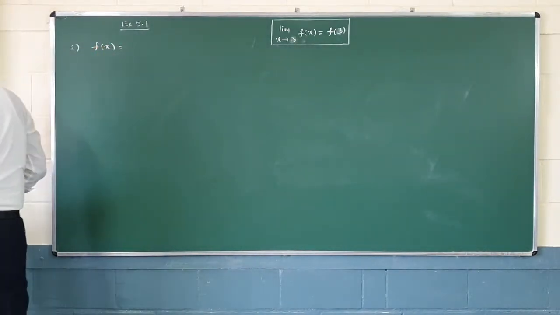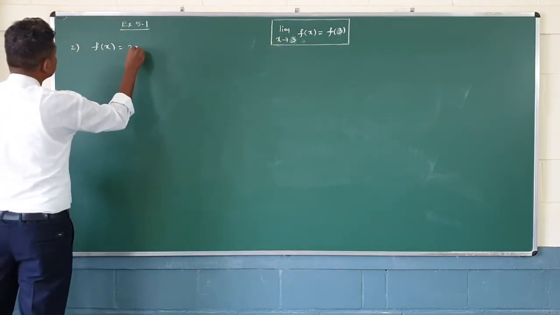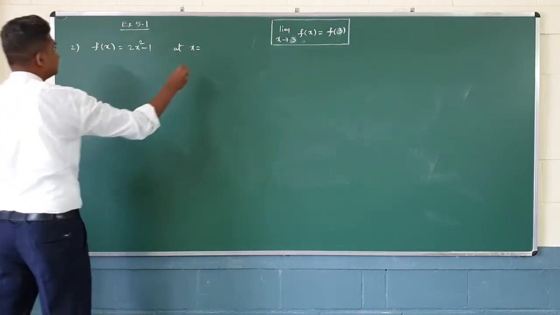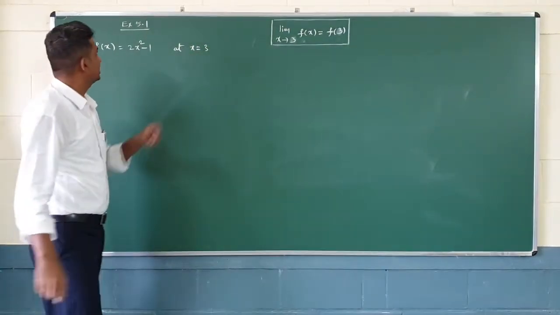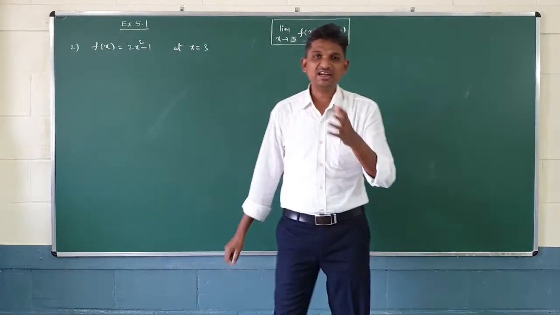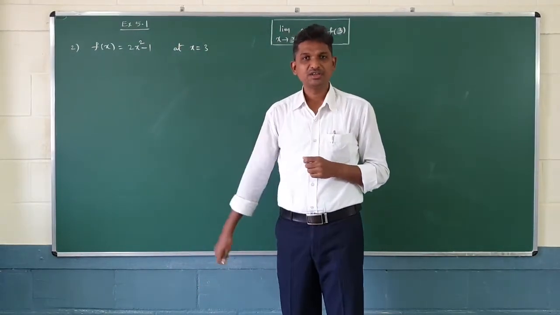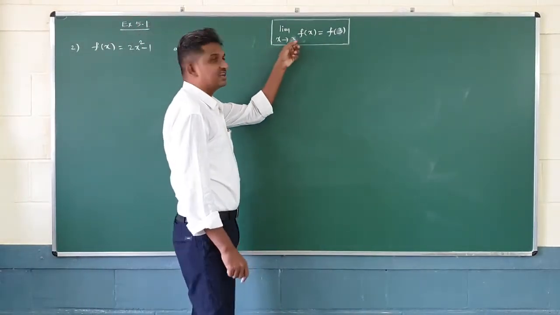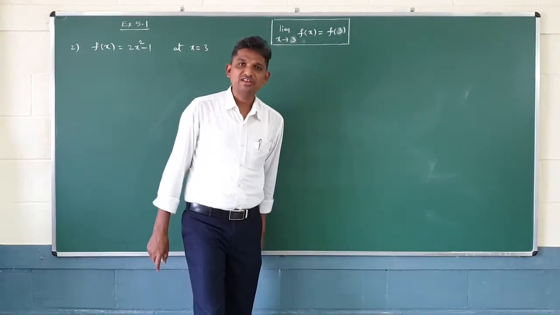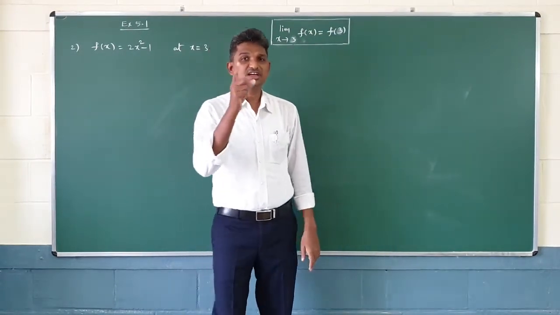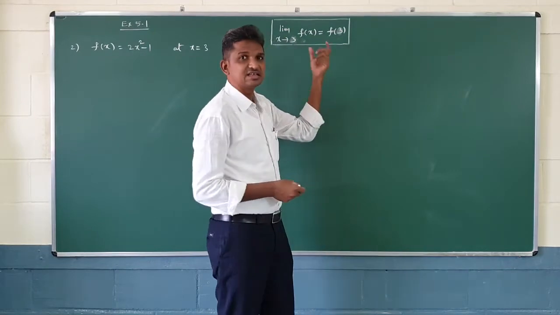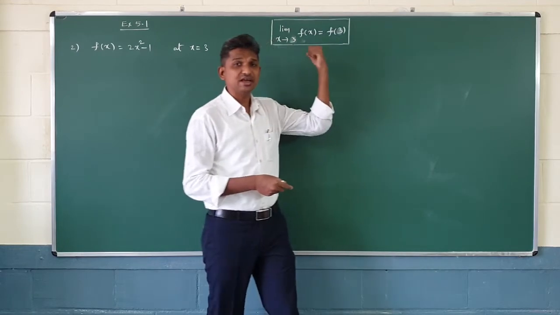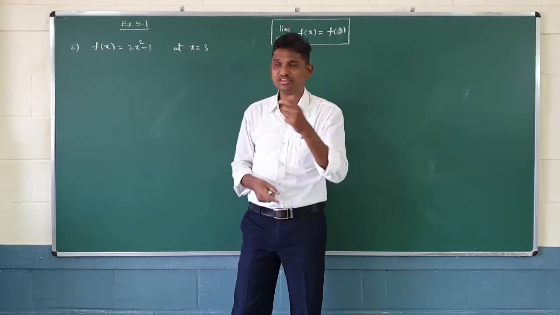Here, the second one is given like this: f of x equals 2x square minus 1 at x equal to 3. This is the second question in textbook exercise 5.1. They are asking to check the continuity of this function at x equal to 3. If the limit as x approaches 3 of f of x equals f of 3, then we say the function is continuous at x equal to 3. If this fails, then we say the function is discontinuous, or not continuous, at x equal to 3.